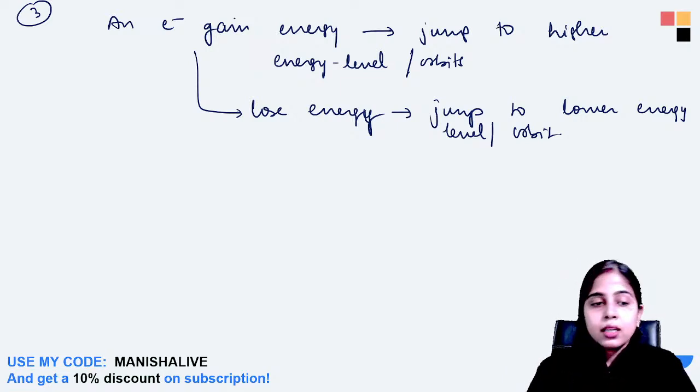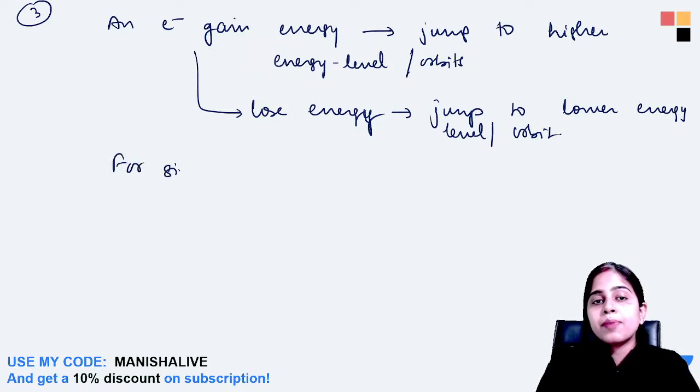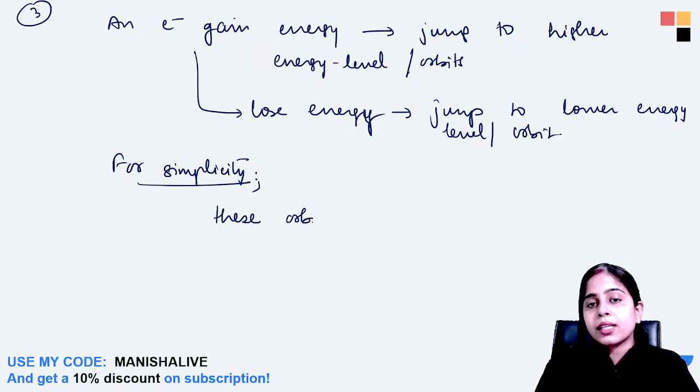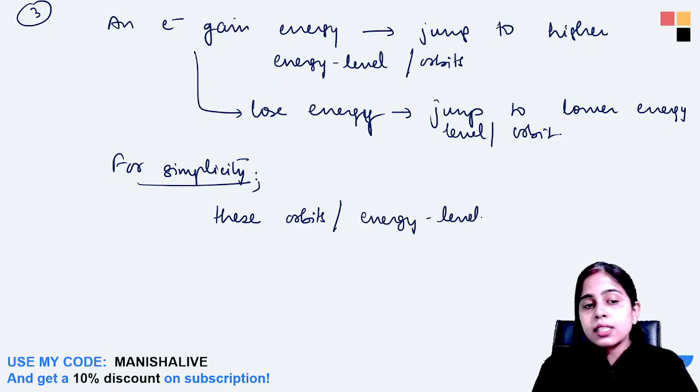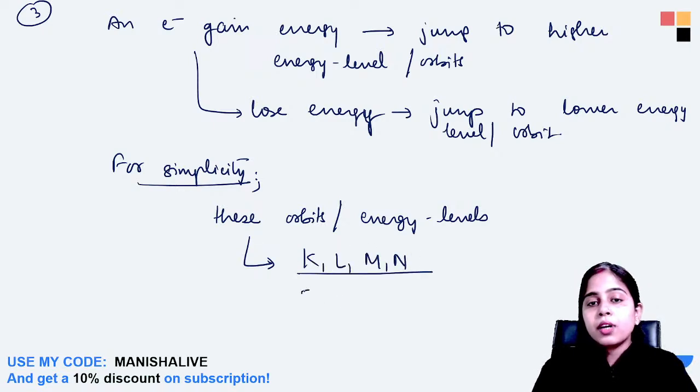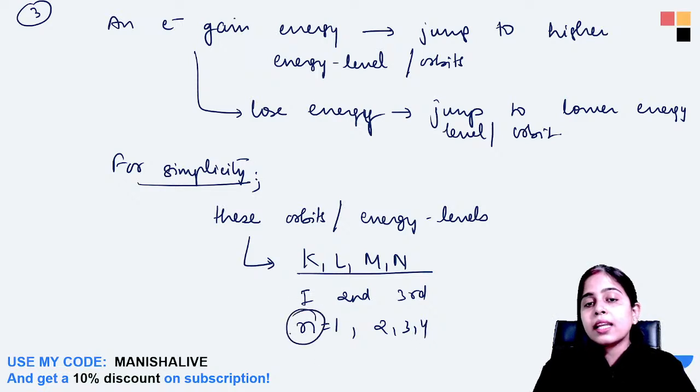Okay, understood? And for simplicity, to understand the model simply, these orbits were termed energy levels by Niels Bohr. These energy levels were labeled as K, L, M, N, or you can say first, second, third energy level, which we write as n equals 1, 2, 3, 4. This n is the number of the orbit or energy level.